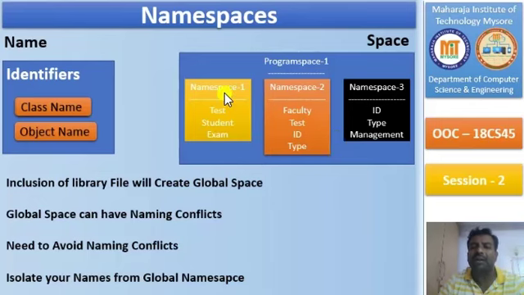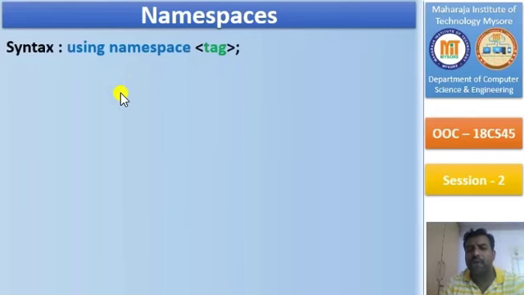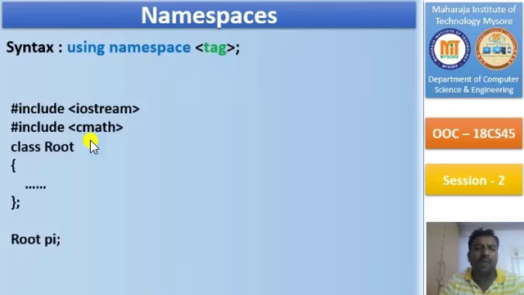Now just look at the syntax I should use whenever I want to bring in the concept of namespaces. We have the keyword using namespace, and I give a name for the namespace. This is the syntax, with a semicolon. Now look at this program. I have two inclusions of header files, iostream and cmath. Then I have a class root, which I am declaring as my class, and I am declaring an object called file.